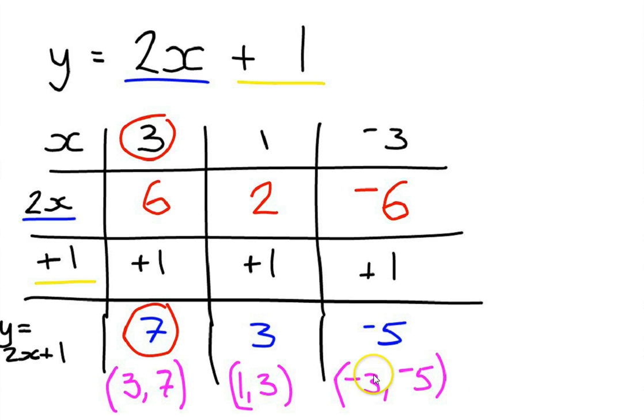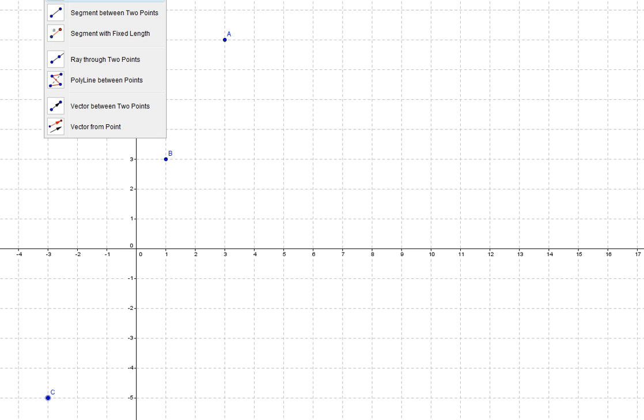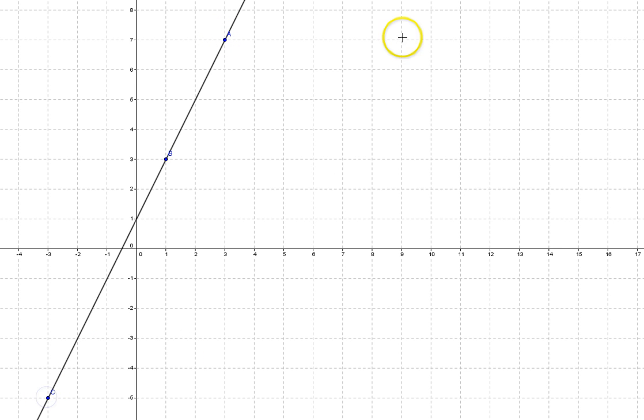And then finally negative 3, negative 5. Negative 3 all the way down to negative 5. If we've got this right, all of these points should lie on the same line. Once we've plotted our points, we're going to join them up with a straight line, and we can see that all those points lie on the same line. So we have now drawn the line there of y equals 2x plus 1.